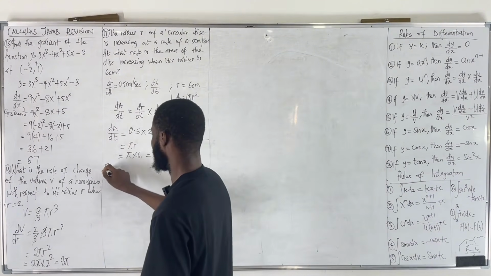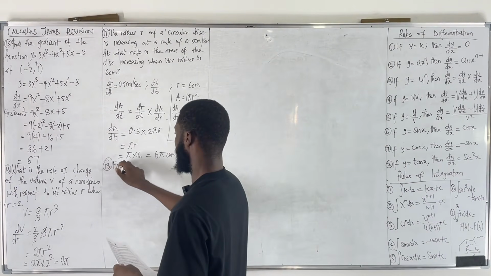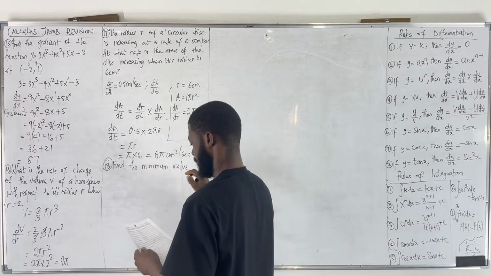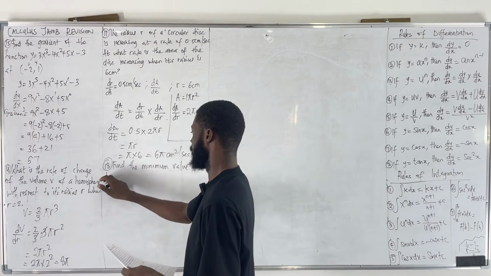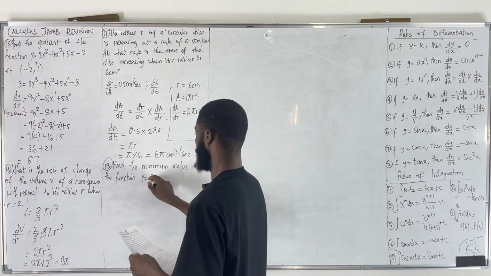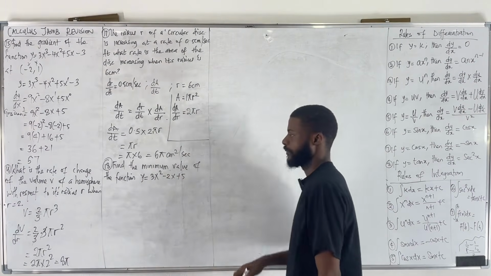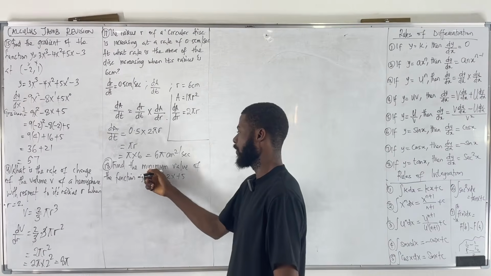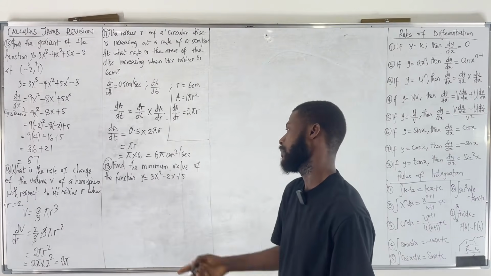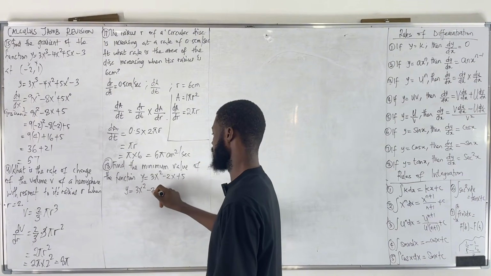All right, question 18. Find the minimum value of the function y equals 3x squared minus 2x plus 5. If you're looking for the minimum value, there are different ways to solve this. There's even a way in algebra without calculus, but let's use calculus in this case.